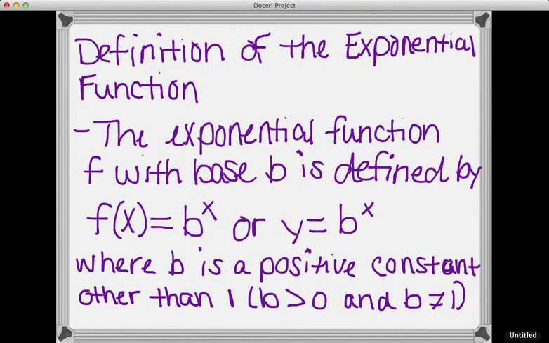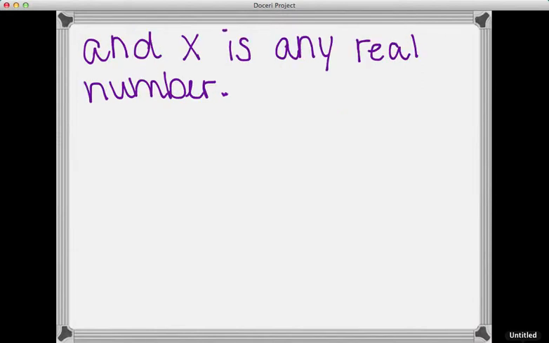So, the definition of the exponential functions. The exponential function f with base b is defined by f of x equals b to the x power, or y equals b to the x power, where b is a positive constant other than 1. Therefore b has to be greater than 0 and b cannot be equal to 1. And as long as you follow that rule, x is a real number. x can be any real number.